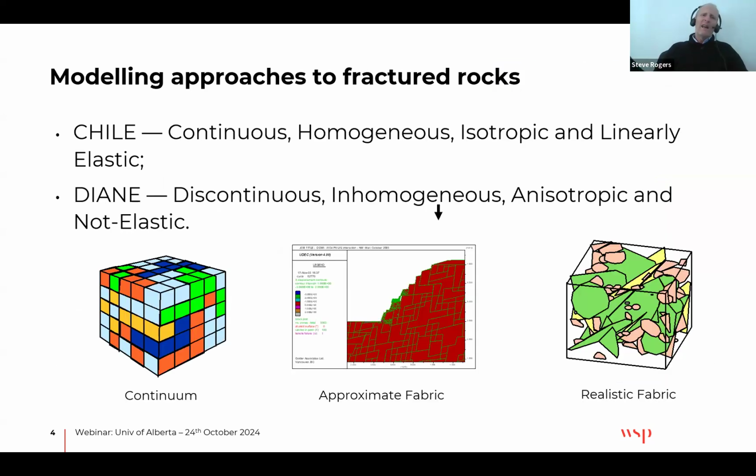I don't even know if people talk about these anymore because I never hear them so much, but there's a whole thing about CHILE: continuous, homogeneous, isotropic, linear elastic materials, or DIANE: discontinuous, inhomogeneous, anisotropic, and non-elastic. So these are some different ways that we represent the rock mass. And I'm sure lots of you are sitting there in your offices running FLAC 3D models, perhaps, representing a rock mass as a continuum. And in fairness, under lots of circumstances, it works fine.